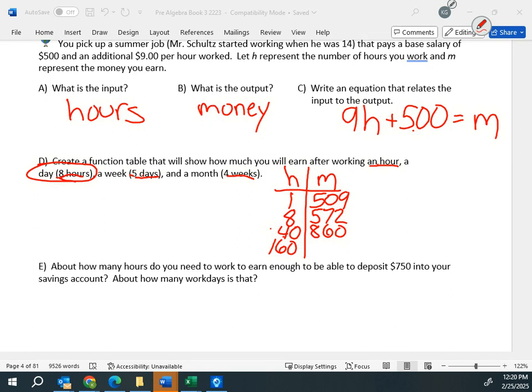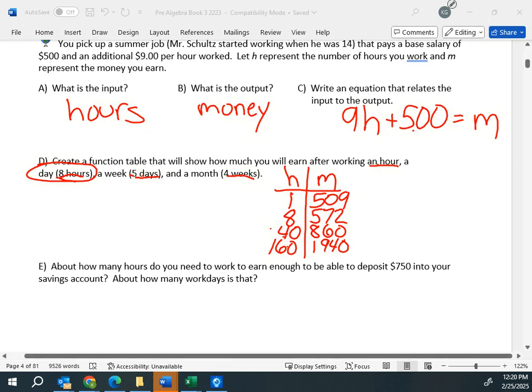How much money am I going to make in a month? Robbie? 1,940, because I take my 160 hours times 9, and then I add 500 to it. How are we feeling? Following along? All right, we've got one more question. About how many hours do you need to work to earn enough to be able to deposit $750 into your savings account?